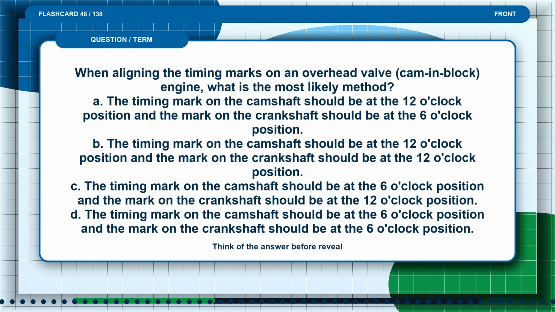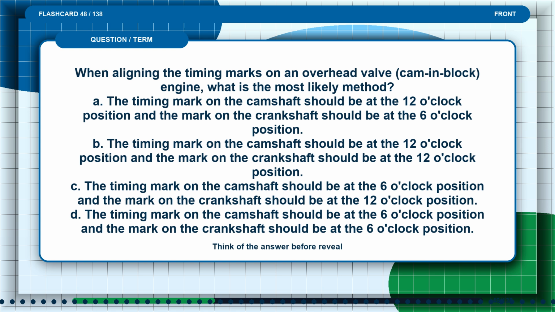Flashcard 48. When aligning the timing marks on an overhead valve cam and block engine, what is the most likely method? A. The timing mark on the camshaft should be at the 12 o'clock position and the mark on the crankshaft should be at the 6 o'clock position. B. The timing mark on the camshaft should be at the 12 o'clock position and the mark on the crankshaft should be at the 12 o'clock position.